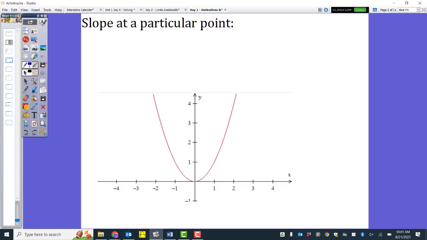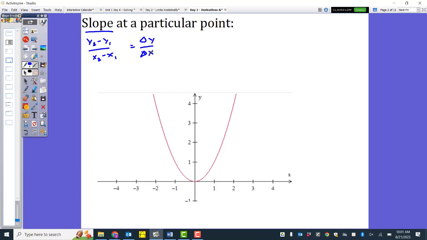Alright, so today is our first lesson on derivatives and tangent lines. The general idea of the derivative is looking for the slope at a particular point. We're able to get an idea of the slope between 2 points using the equation for slope, which is y2 minus y1 over x2 minus x1, or in other words, the change in y over the change in x.